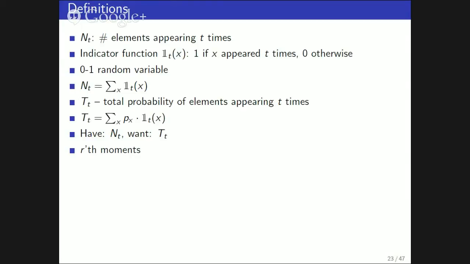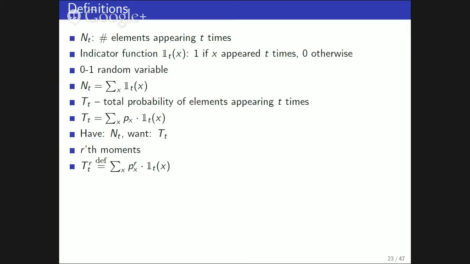So it will be useful for us to define a slight variation of this. So instead of the sum of the probabilities of things that appear t times, we can also look at the sum of the probability raised to some power r. So the sum of the squares of the probabilities of things that appeared once, the sum of the squares of the probabilities of things that appeared twice, and so on.